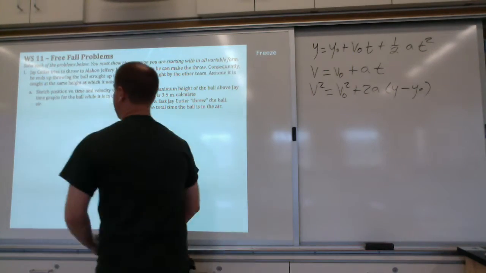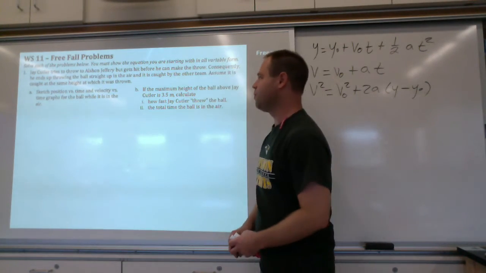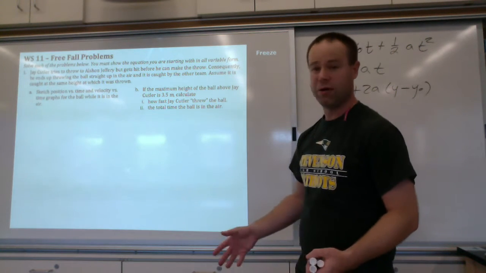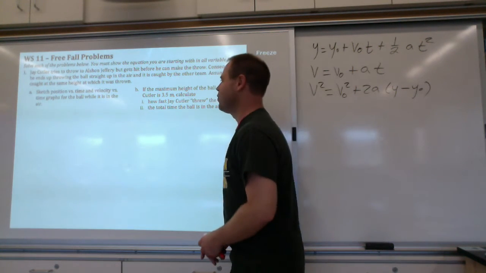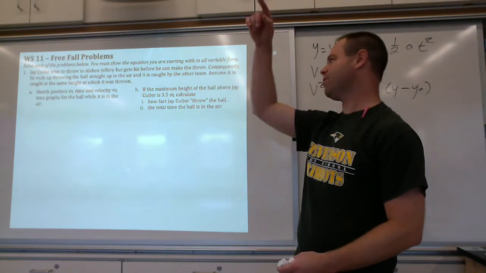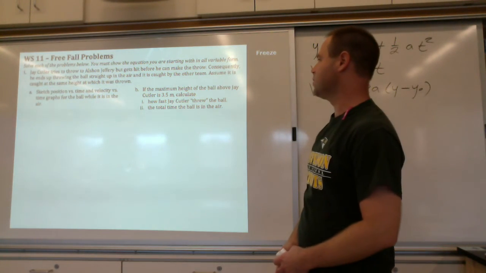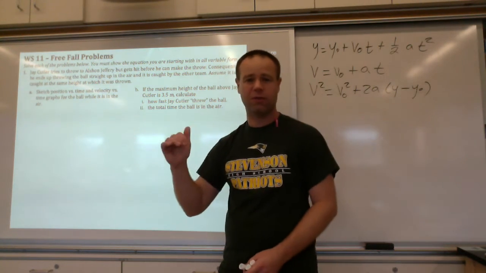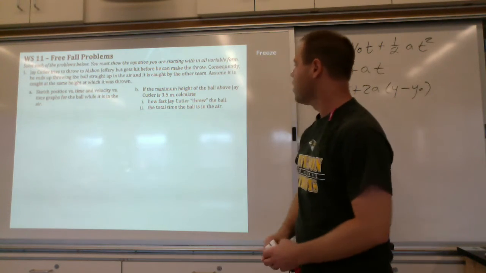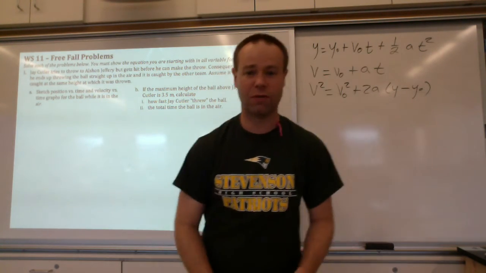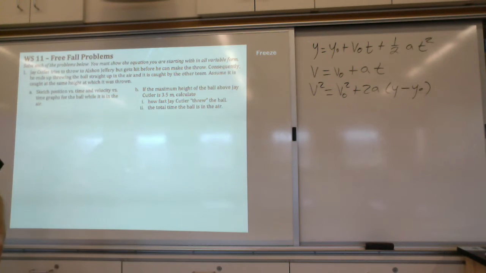It says Jay Cutler tries to throw to Alshon Jeffrey but gets hit before he can make the throw. No big surprise there. Consequently, he ends up throwing the ball straight up in the air and it is caught by the other team. We're going to assume it gets caught by the other team at the same height that he threw it from. Assume it is caught at the same height at which it was thrown. Okay, so let's jump right in.